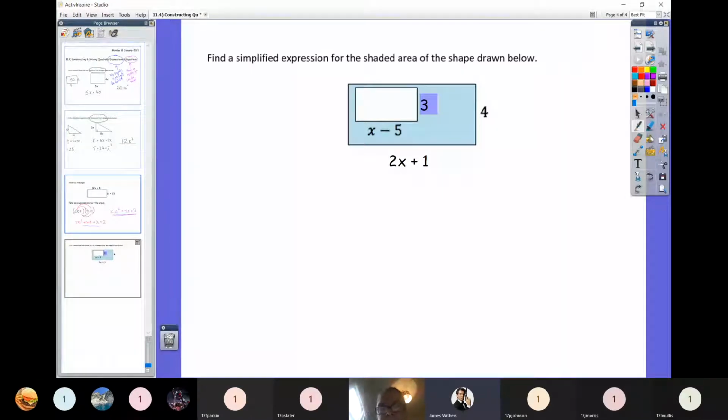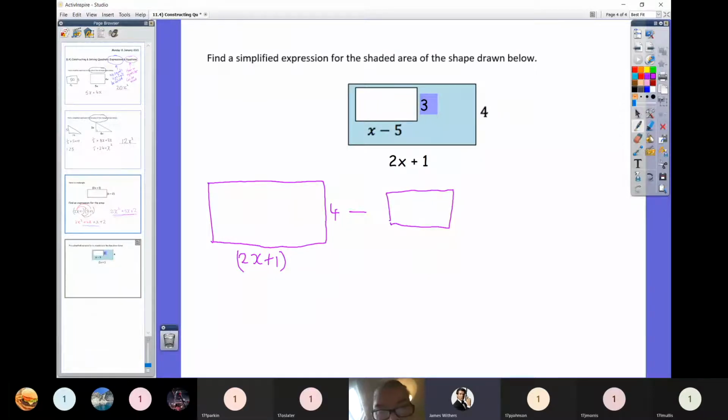So what you've got to do here to work out the area of the shaded area, we're going to have to work out the area as if it was one great big rectangle, and we're going to have to take away the area of that small rectangle. So how do we work out the area of the big rectangle? Just imagining the white bit wasn't inside of it. You would take the base, which is 2x plus 1, and you would multiply by the height, which is 4. So we'll do that in a minute. Once we've worked that out, we're going to have to take away the area of the little white rectangle, which has got a base of x minus 5 and a height of 3.